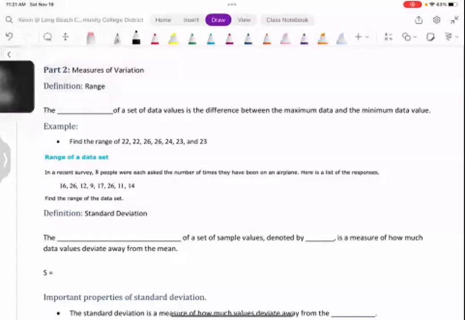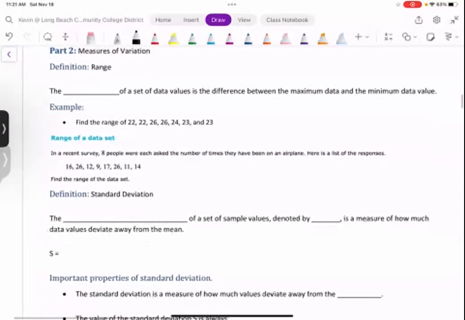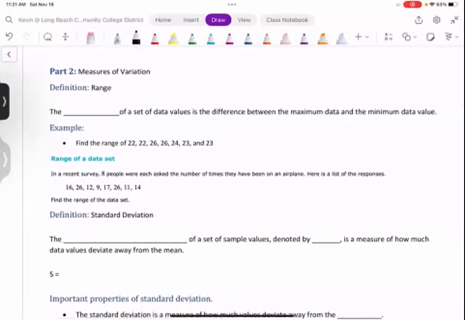Hello, everyone. Welcome back. We're doing section 2 from chapter 3, and we're doing measures of variation. We're going to start with the less known one, which is the range. We don't use this very often. The range of a set of data values is the difference between the maximum and the minimum value.